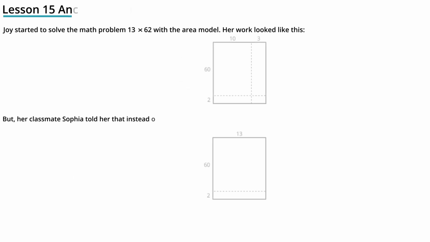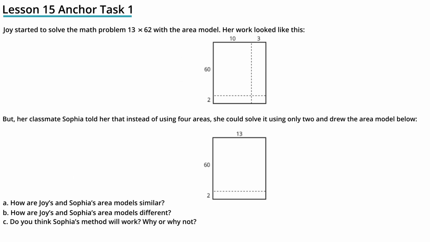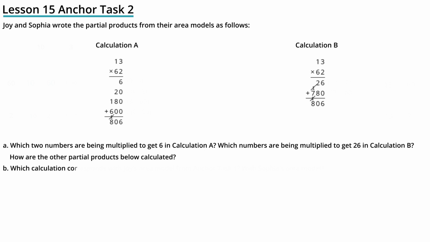In Lesson 15, students draw connections between the area model, partial products algorithm, and standard algorithm. First, they see in Anchor Task 1 that area models for 2-digit by 2-digit multiplication can be partitioned in two different ways. Then, in Anchor Task 2, students will compare these area models to the partial product algorithm and the standard algorithm. Take a moment to solve this task, thinking about the connections between these written methods and the area models just shown, as well as the connections between these written methods themselves.